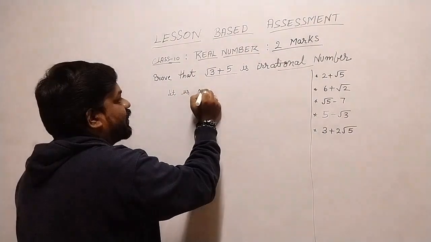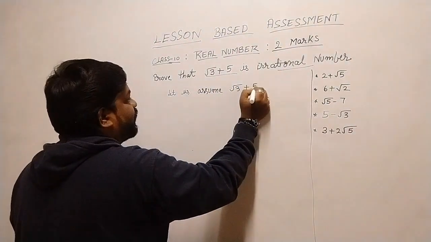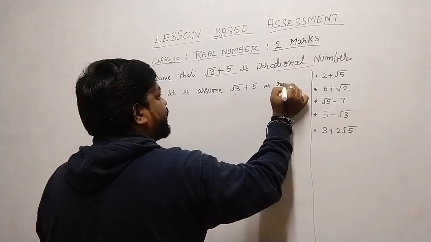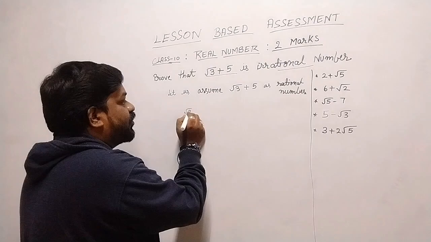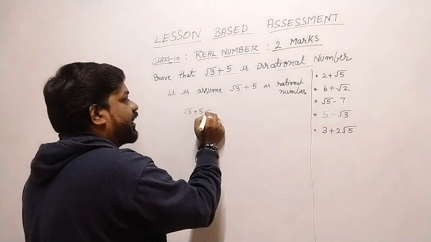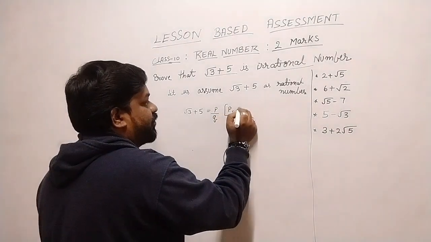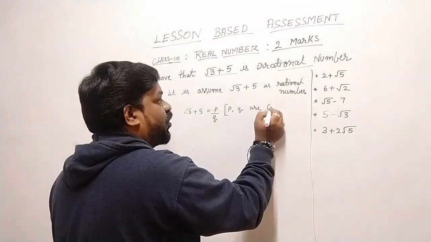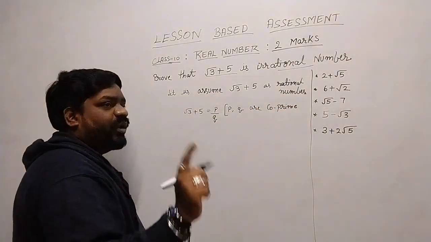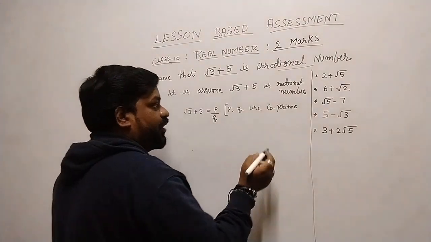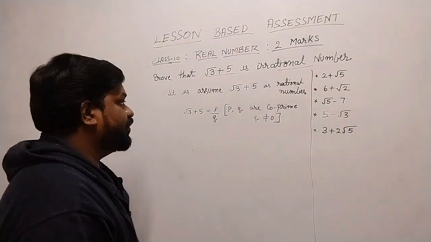Write the statement. Let us assume root 3 plus 5 as a rational number. Root 3 plus 5 can be expressed as p by q, where p and q are co-prime. Co-prime means both the numbers should have one as a common factor. p and q are co-prime and q is not equal to 0.